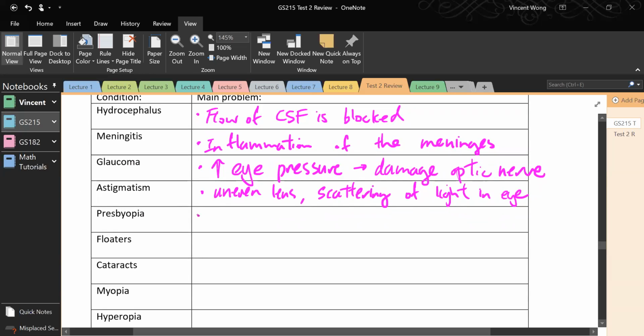Presbyopia, that is related to aging, right? In presbyopia, we lose the ability to visually accommodate, right?